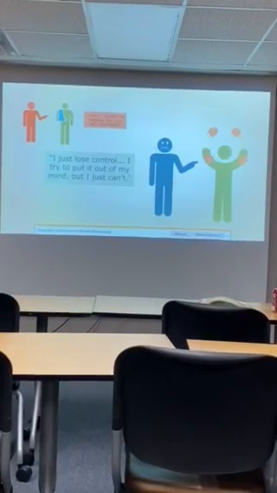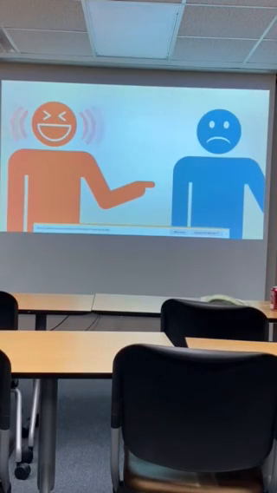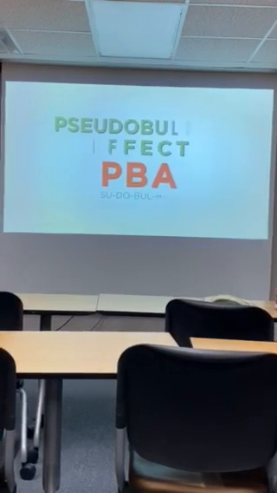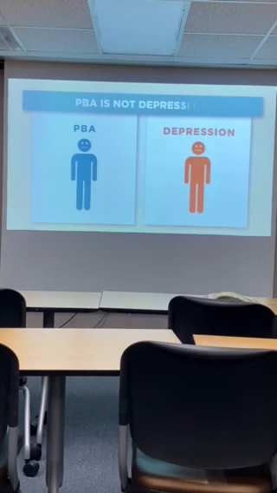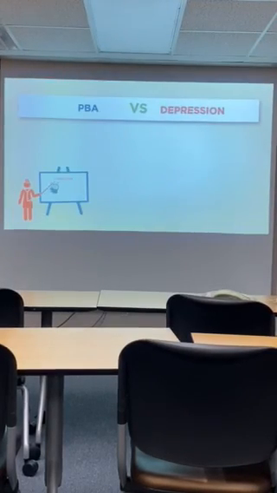Uncontrollably longer than they needed to? Have you ever seen yourself do this? People who suddenly and uncontrollably laugh or cry may have PBA, pseudobulbar affect. It's a neurological condition. PBA and depression, while easily confused, are two different conditions. Distinguishing the two is simple.